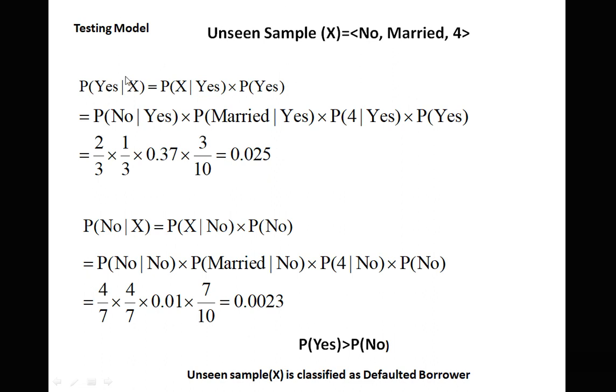For the unseen sample, we require to check for both categories, one is yes and second is no. So probability of yes given x is equal to probability of x given yes into probability of yes. Therefore in x, three attributes are there: no with respect to yes, married given yes, and 4 given yes. So we can put in those values from our previous answers, and we get the answer 0.025. Similarly we can do it for no, and we get the probability 0.0023. So here the probability of yes is greater than the probability of no. So the unseen sample is classified as a defaulted borrower.